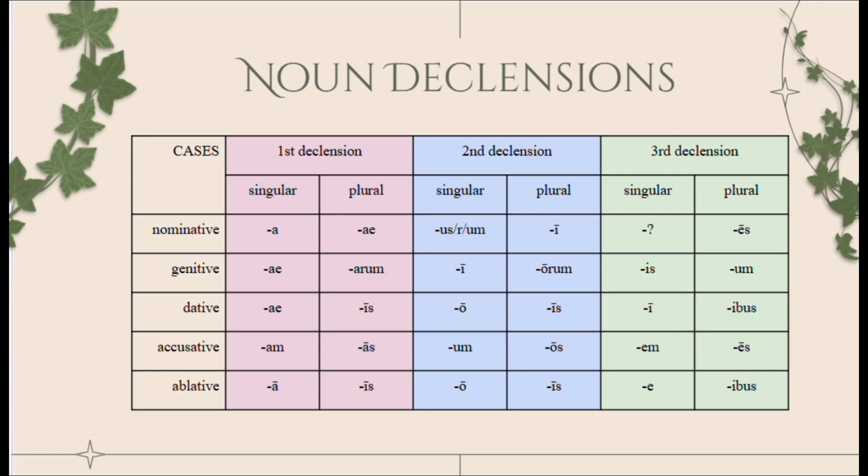And for the third declension, we kind of skip over the question mark and we start with I-S-I-E-M, E-E-S-U-M, I-P-U-S-E-S, B-U-S.